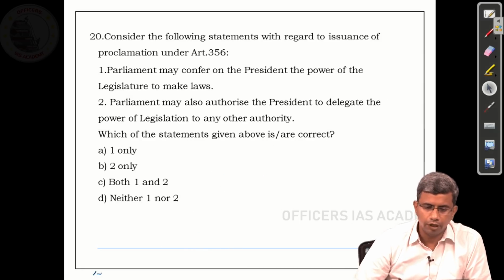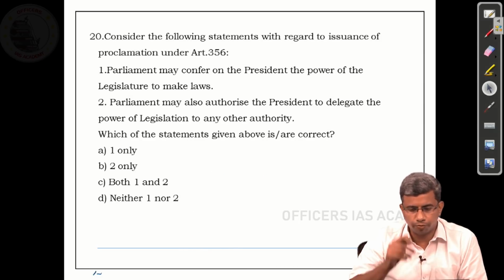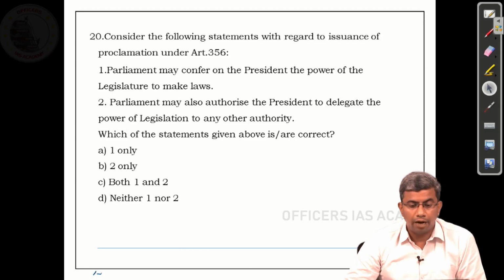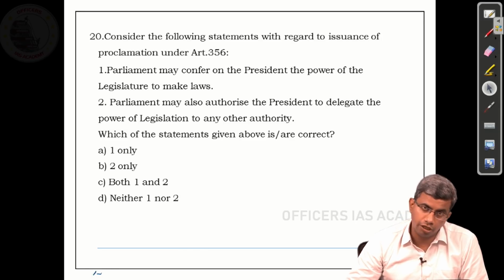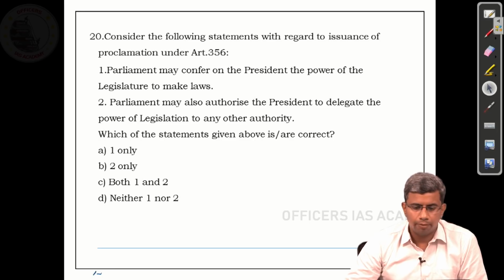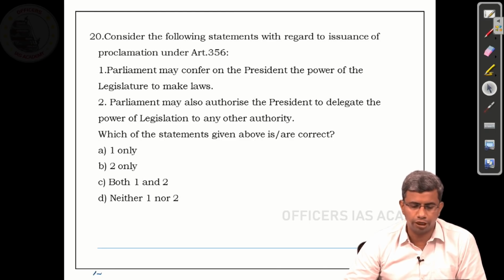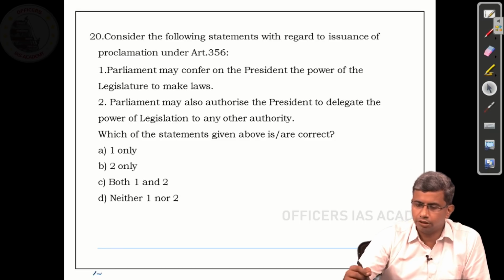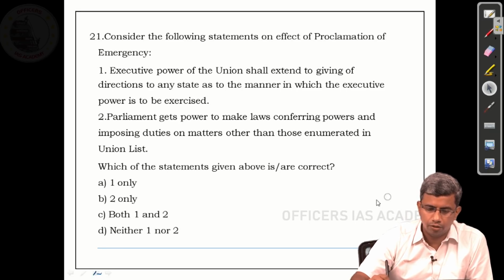Consider the following statements with regard to issuance of proclamation under Article 356. Parliament may confer on the President the power of the legislature to make laws. Yes. Parliament may also authorize the President to delegate the power to any other authority. Yes, both the statements are correct. So the correct answer is C, 1 and 2.